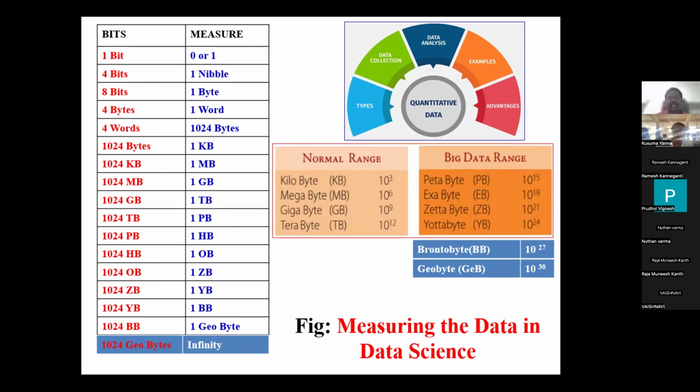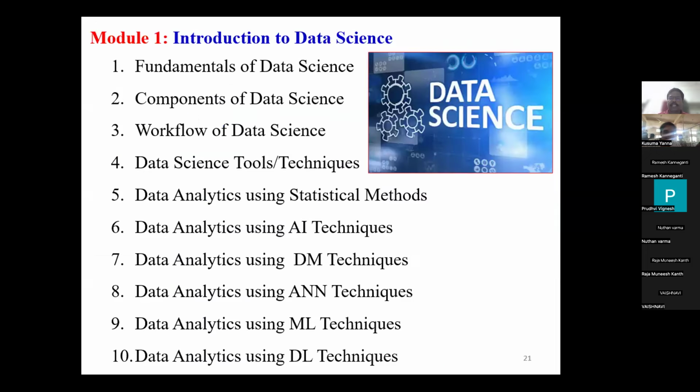If you see the same terminology in mathematical representation, 1 kilobyte is 10 power 3, 1 megabyte is 10 power 6, 1 gigabyte is 10 power 9, 1 terabyte is 10 power 12, petabyte is 10 power 15, exabyte is 10 power 18, zettabyte is 10 power 21, yottabyte is 10 power 24, brontobyte is 10 power 27, geobyte is 10 power 30. This is the way we are measuring the data in mathematical terminology, the jargon of measuring data in data science.